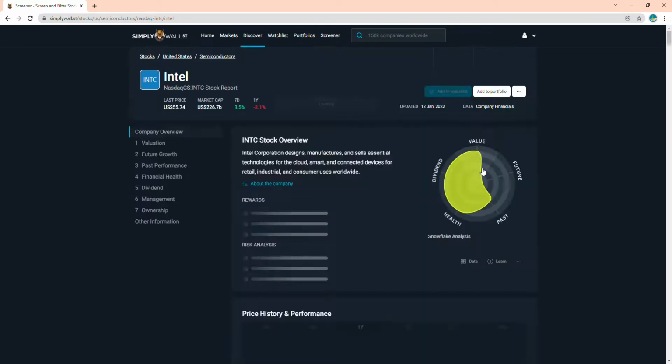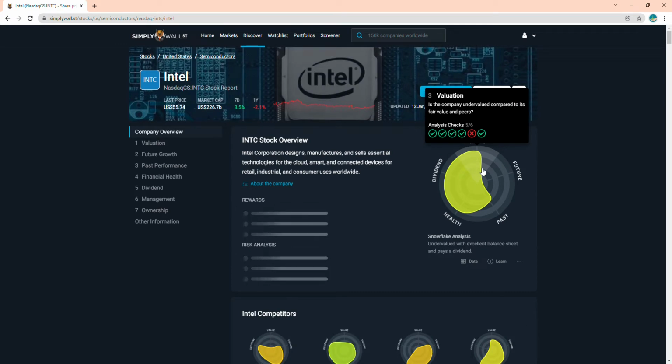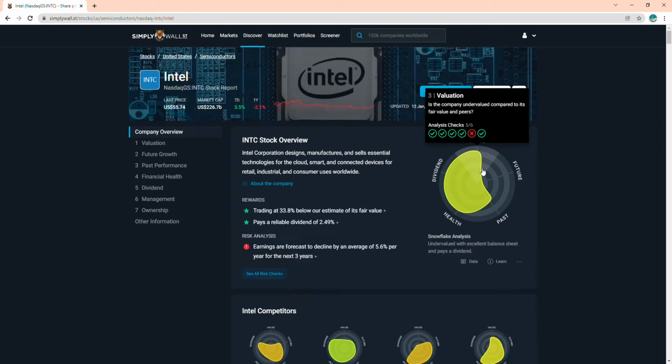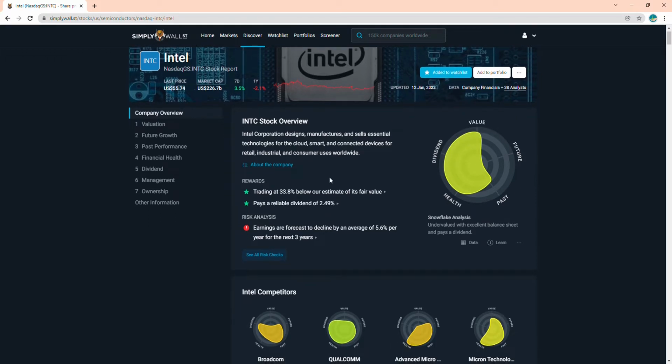So out of this, let's take a look at one of them, Intel. I hold Intel in my portfolio. I have a small proportion of my portfolio in Intel. I think it's a strong company.